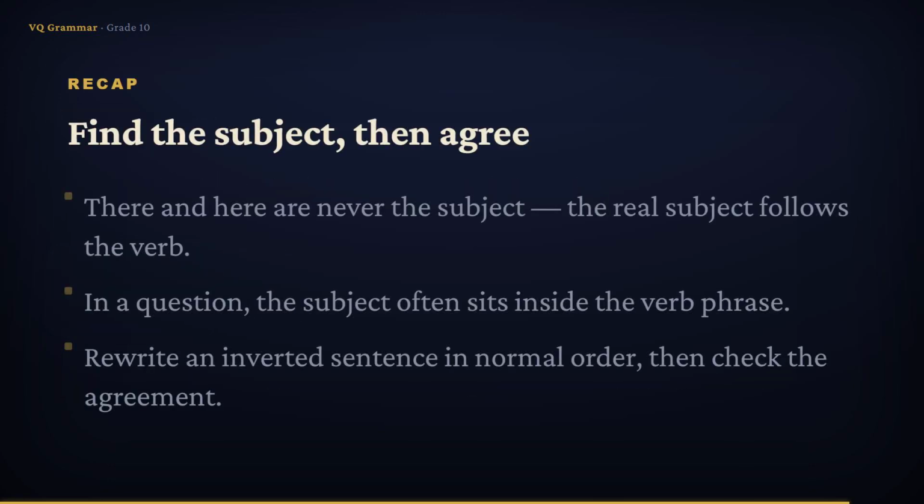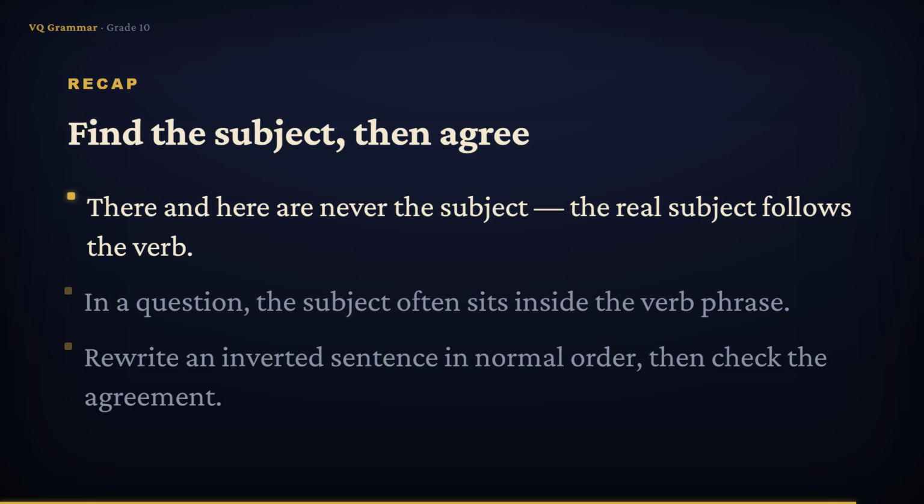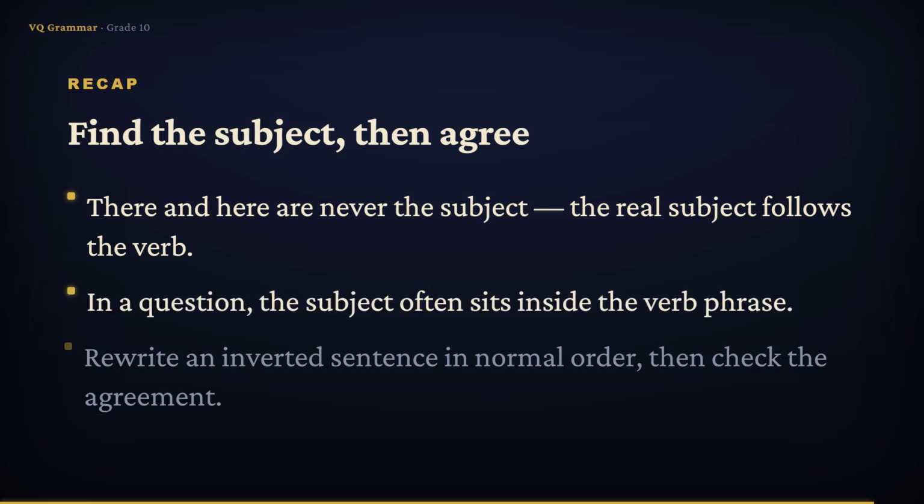Let's pull it all together. When a sentence opens with there or here, those words are never the subject. The real subject is waiting behind the verb. So, there are 2 seats left, never there's 2 seats left. In a question, the subject often sits right inside the verb phrase, wedged between the helper and the main verb. Does the price include tax? And whenever a sentence is inverted for emphasis, the noun in that opening phrase is scenery, not the subject.